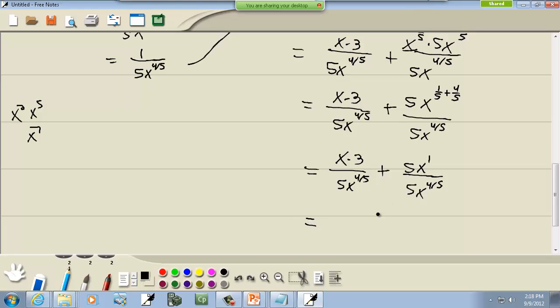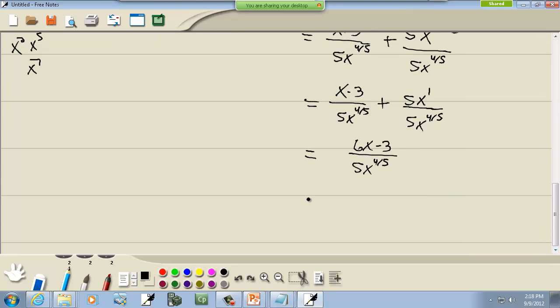Well, since they have the same denominator now, I can add together the top parts. So I've got 5x plus x gives us 6x minus 3 over 5x to the 4/5. Typically, simplified form means get a single fraction. They might or might not factor a 3 out of the top. If they do, it'd give you 3 times 2x minus 1 over 5x to the 4/5. Sometimes you'll factor out the GCF to see if something would cancel with what's down below. But this is our answer.